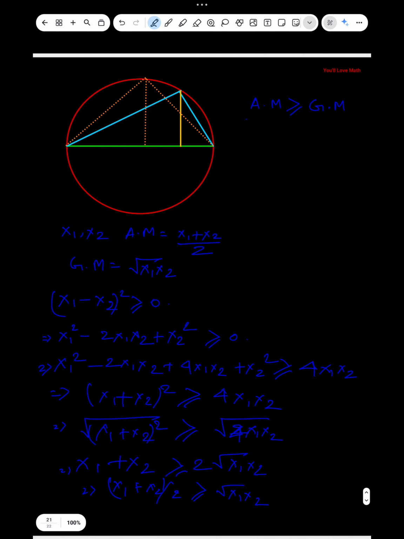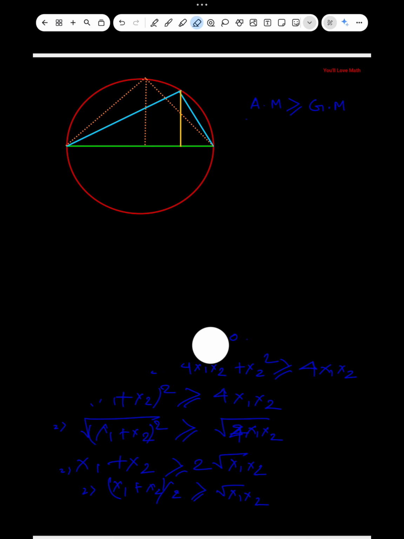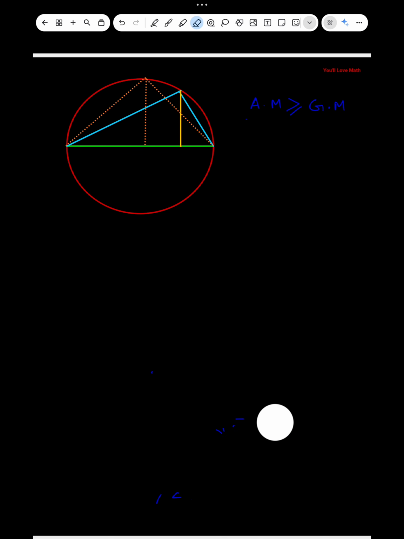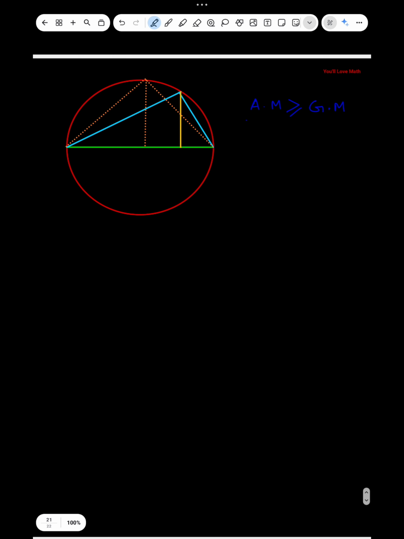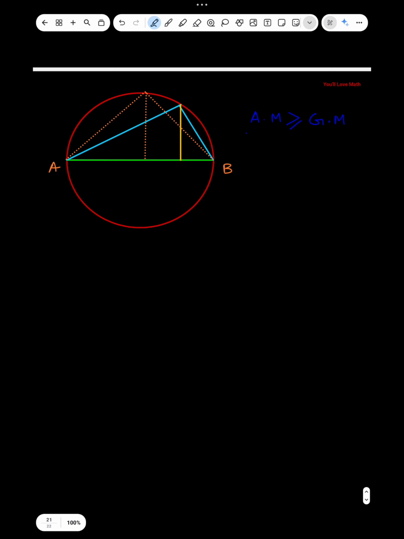But how can we prove it geometrically? The same thing we can prove by geometry. So now we will prove it by geometry. How can we prove that? For that, let this be A, this is B, this is C, this is D, and this is O, and this is E.